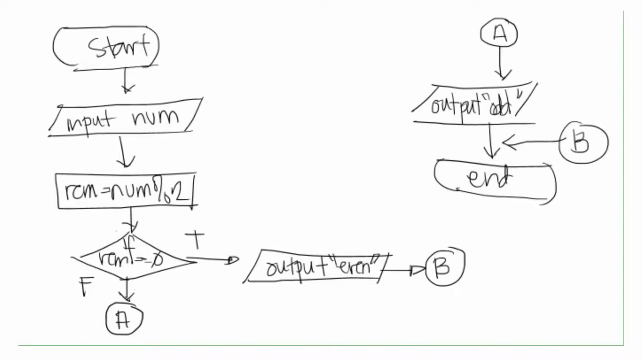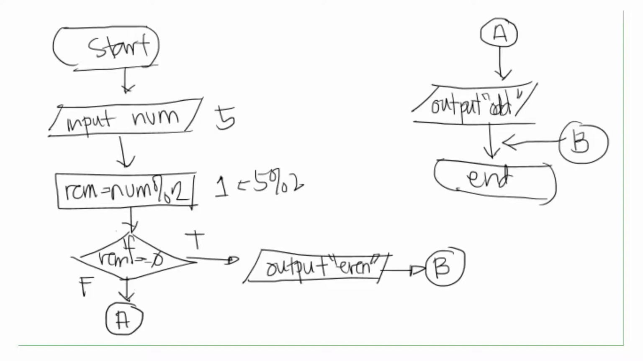Okay, so let's simulate. Let's say, for example, I input 5. Then you test rem is equals to num modulo 2. We process the number, so the remainder here will be 1. 5 modulo 2 is equals to 1. Then if 1 is equals to 0, then false. So we'll proceed to connector A. On page connector A is this one, and it will display odd and then end.